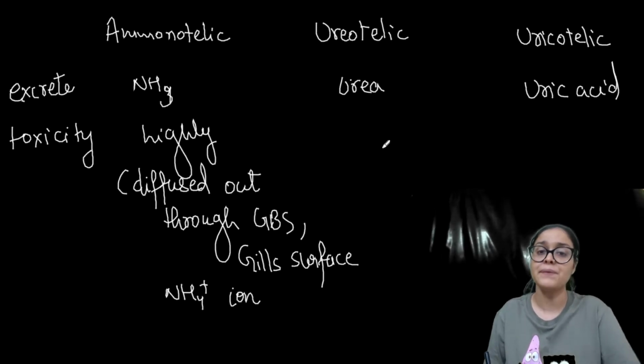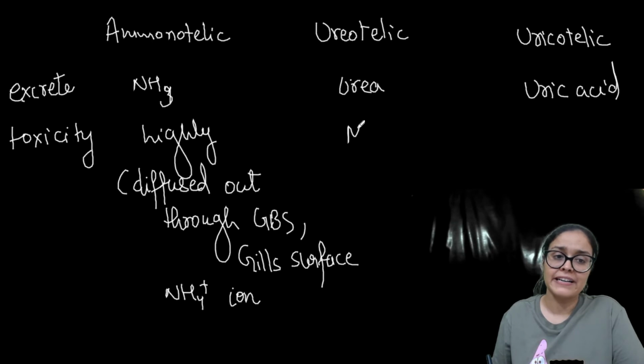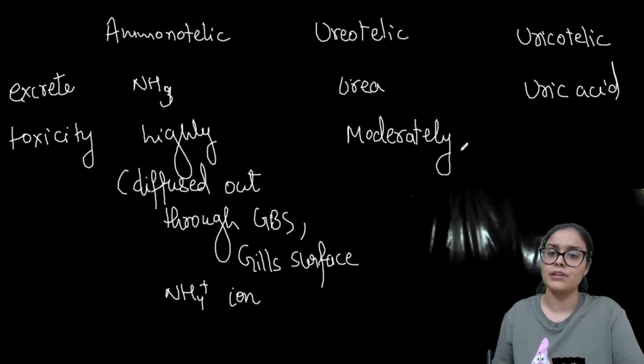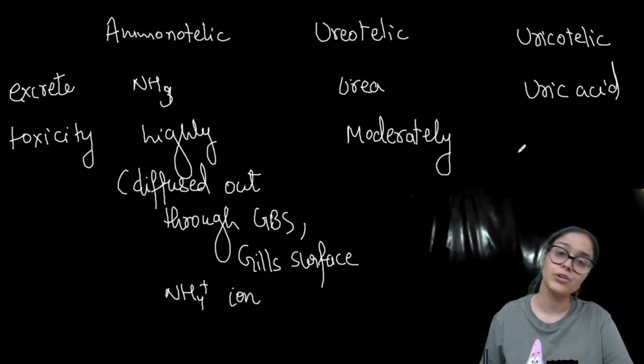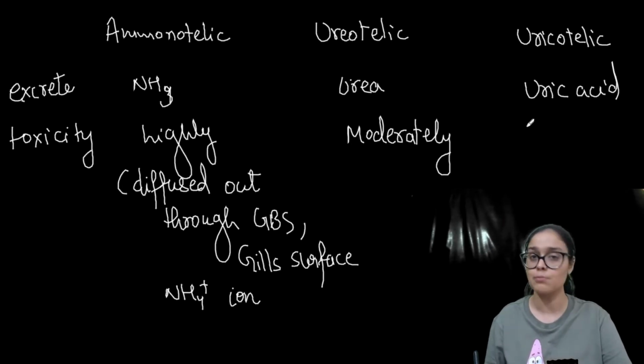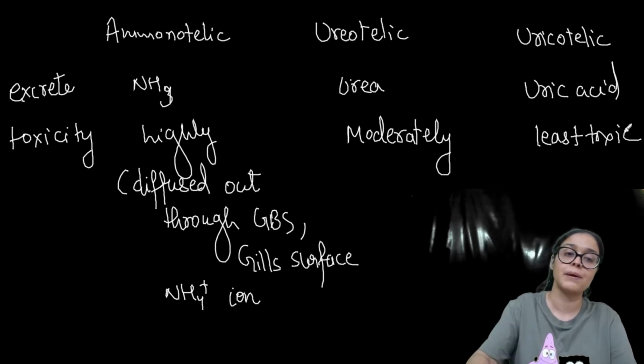So this is ammonia. It is moderately toxic, not highly toxic, but less than ammonia. So that's why in our body ammonia is converted into urea, because it is moderately toxic, right? And this is the least toxic. This is the least toxic that you have to remember.